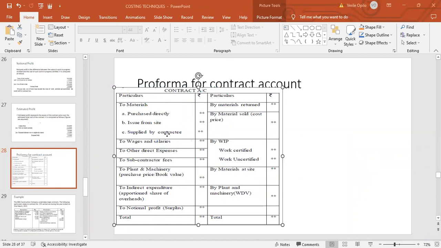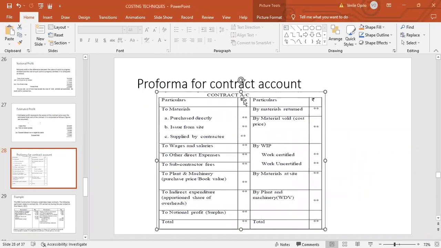And then on the credit side are any materials that were returned, any materials that were sold, any amount of work certified, any amount of work uncertified, the materials that are still at the site, and the written down value of the plant and machinery.